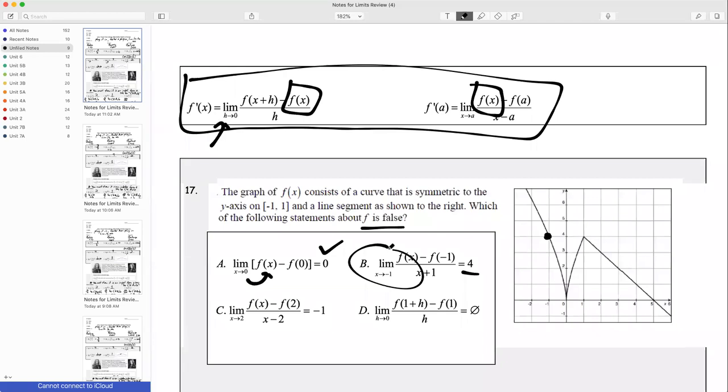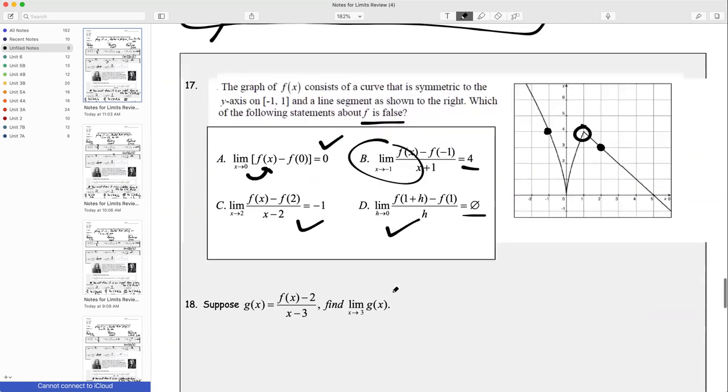And so now look at the other two. The limit as x goes to 2 of f of x minus f of 2 over x minus 2 is equal to, okay, so this is asking what's the derivative at 2? Is it -1? The slope of the graph is -1. Yes. This is saying, what is the derivative at 1? Well, the derivative at 1 is a corner, therefore it is not defined. It is not differentiable at 1, therefore it is undefined. That is also true. So the answer is B.